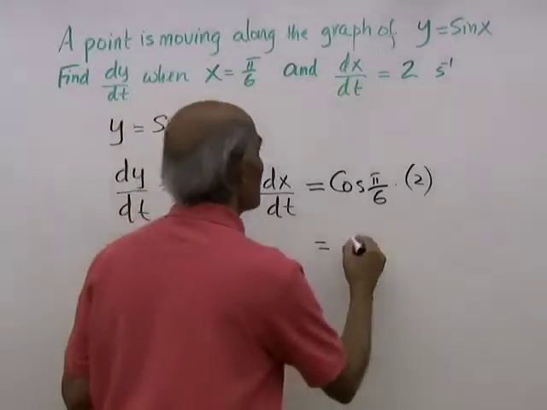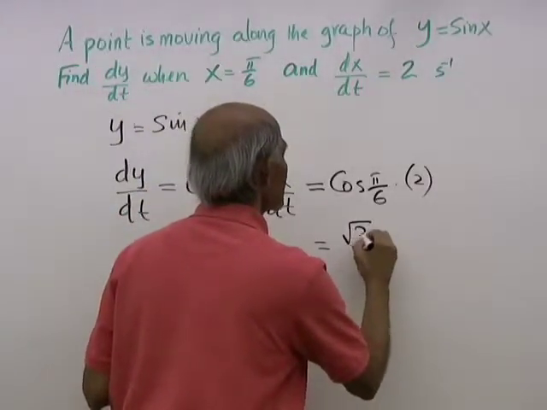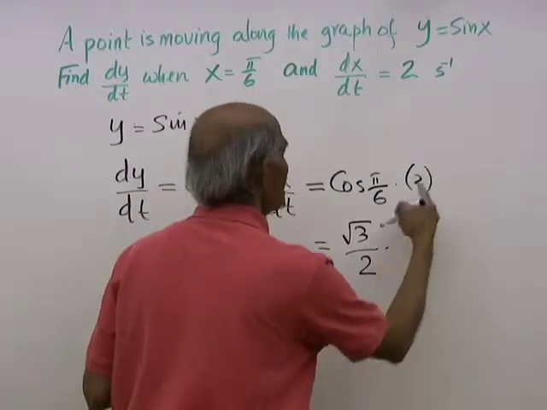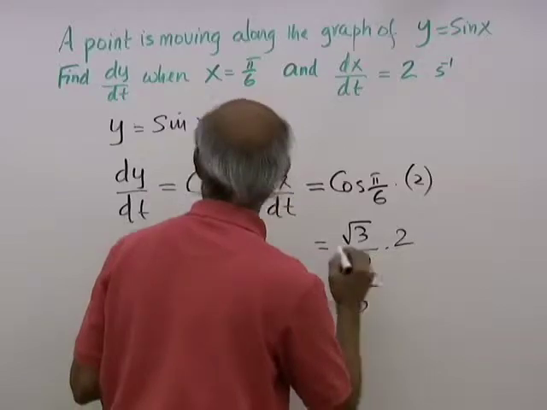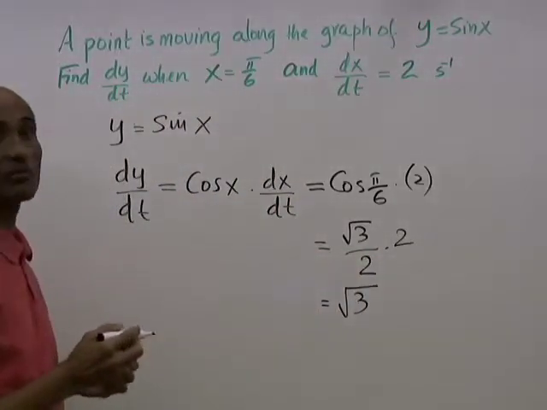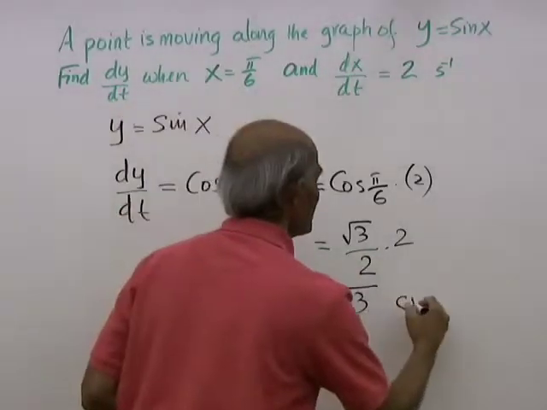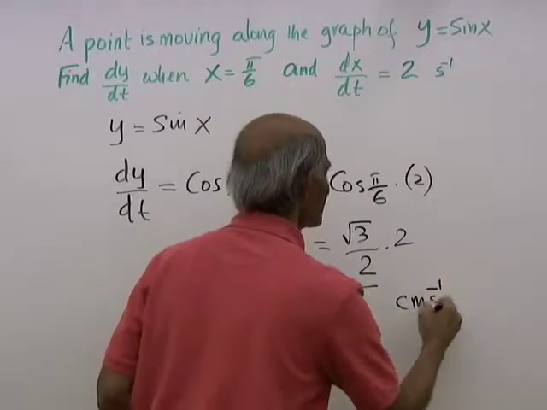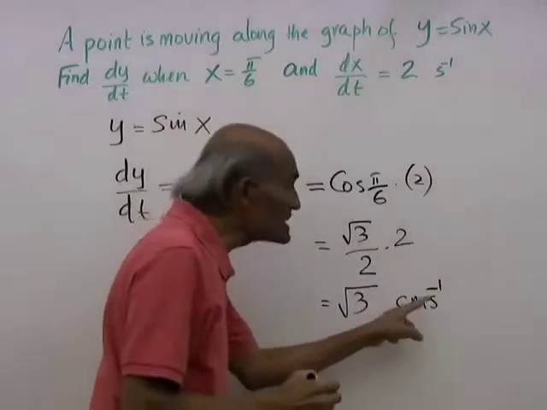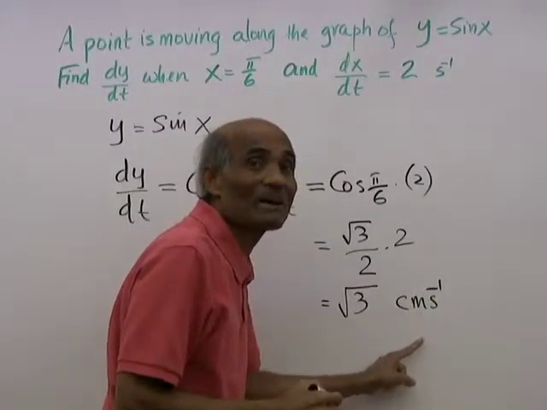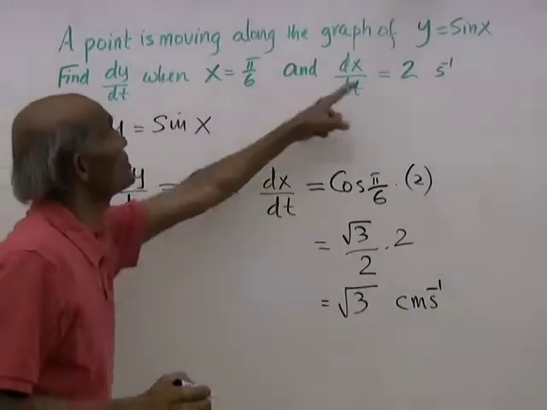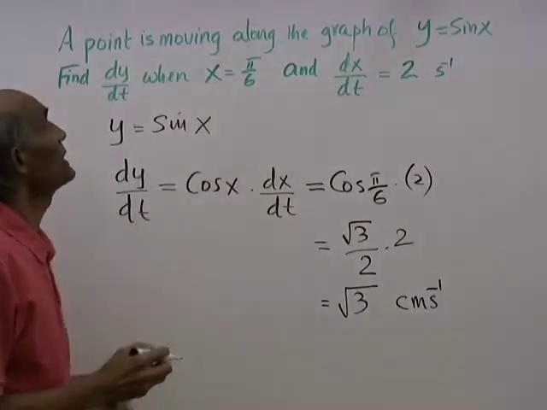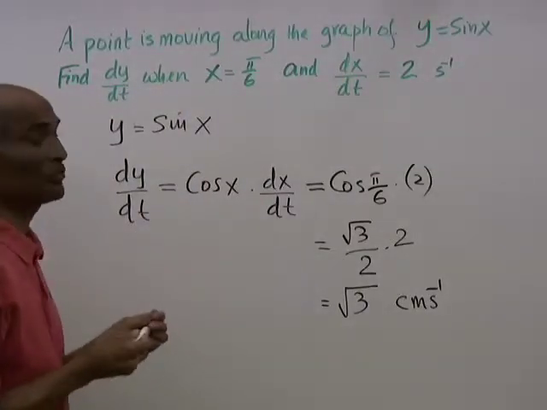So cos of pi by 6 is square root 3 over 2 times that 2. And so dy by dt equal to square root 3 centimeter per second. Centimeter divided by second. When dx by dt is 2 and x equal to pi by 6.